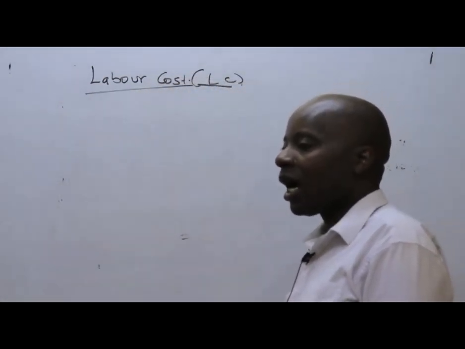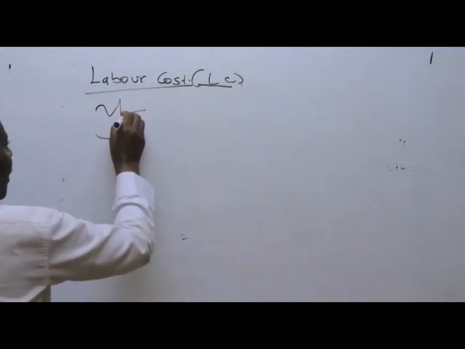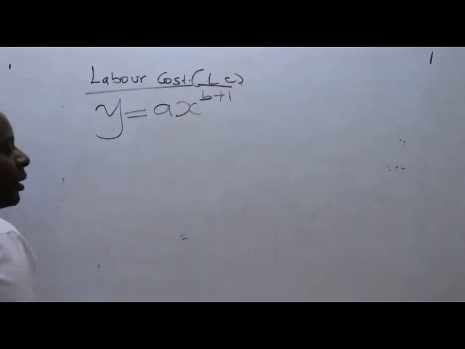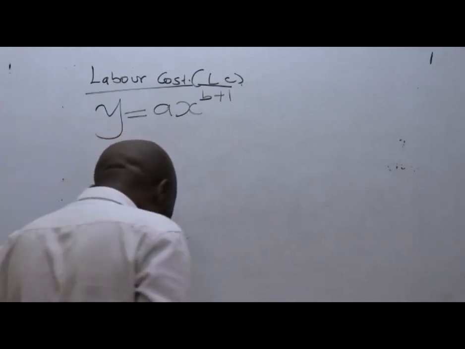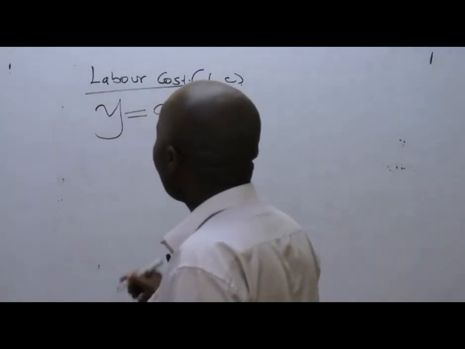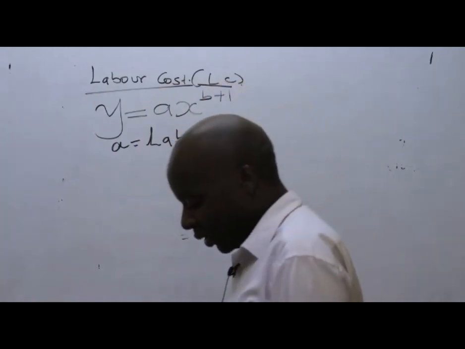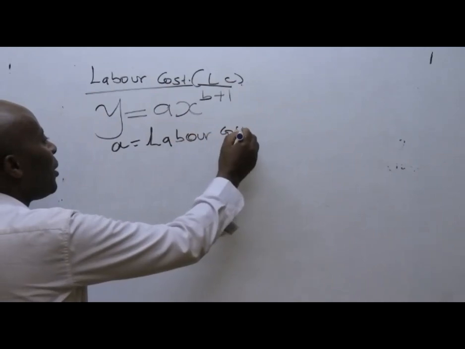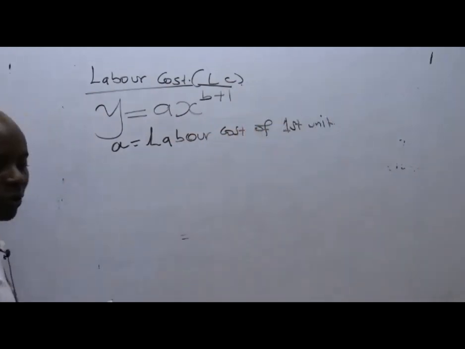Ladies and gentlemen, I know how the learning curve looks like. In learning curves, y should be equal to ax raised to power b plus 1. Remember that a is the time taken, or a is the labor cost of the first unit.